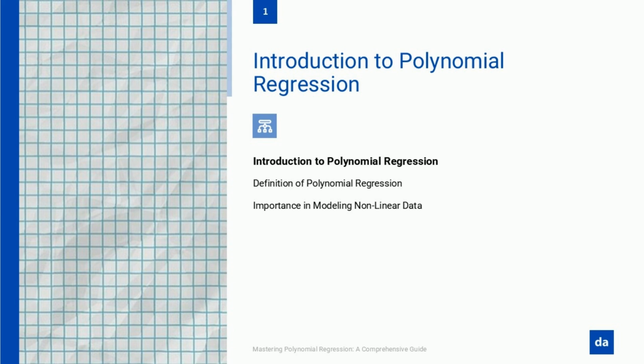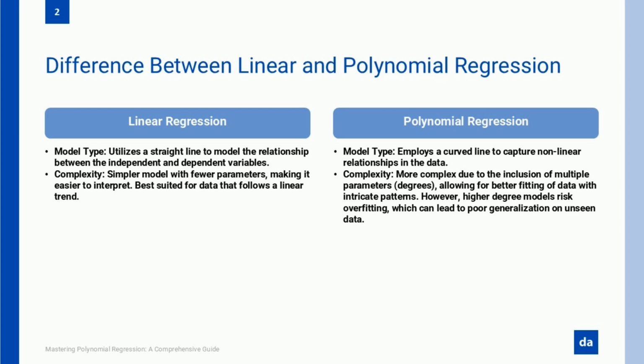Ready? Let's go. Now that we understand what polynomial regression is, let's take a step back and compare it to its simpler counterpart, linear regression. Why? Because understanding the difference is key to knowing when to use one over the other. Imagine you're analyzing a data set where the relationship between the input, independent variable, and output, dependent variable, follows a straight line. That's where linear regression shines. It finds the best fitting straight line that minimizes the error between predicted and actual values.